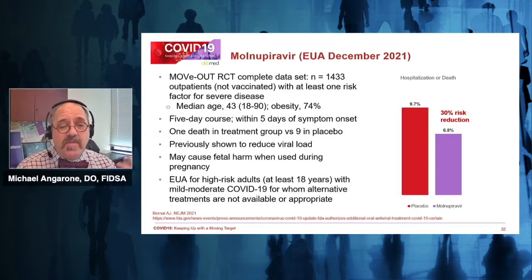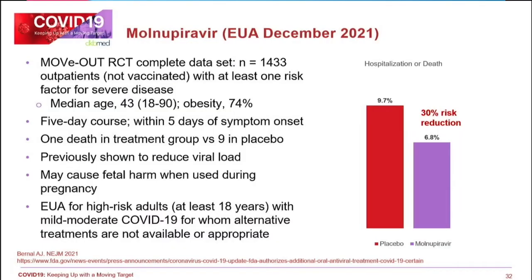Previous data have actually shown that Molnupiravir can reduce viral load, which may be important in helping truncate the length of symptoms, but also help with preventing spread of infection. There should be some caution because of potential fetal harm when using during pregnancy, and so that is something that clinicians should be aware of. And the EUA is for high-risk adults 18 years and older with mild to moderate COVID-19 for whom alternative therapies are not available or appropriate.